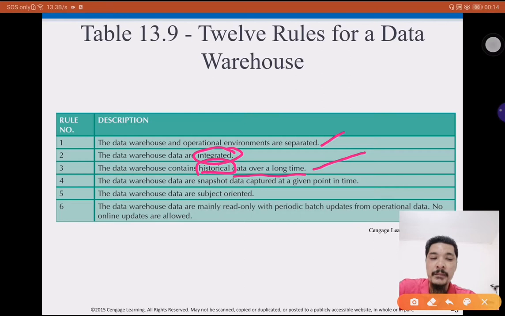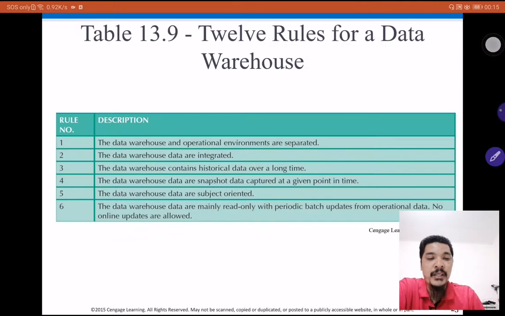For example, in our case UiTM, contoh kita akan simpan all the historical data about our student. Untuk apa? Untuk alumni contohnya. So later bila dah 20 tahun, 10 tahun akan datang, nanti you akan dapat invitation from UiTM, sebab you all adalah alumni contohnya. So this is all historical. Okay, data warehouse are snapshots, data captured at a given point in time. Kita akan ada ikut masa-masa. Dan data warehouse data are subject oriented. Data warehouse data are mainly read only. Macam kita simpan read only saja, kita tak boleh nak ubah-ubah. With periodic batch update from operational data, no online updates are allowed. So normally data warehouse ni dia akan ikut batch. Dia akan simpan batch by batch.